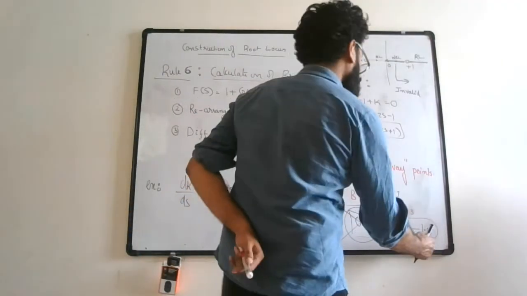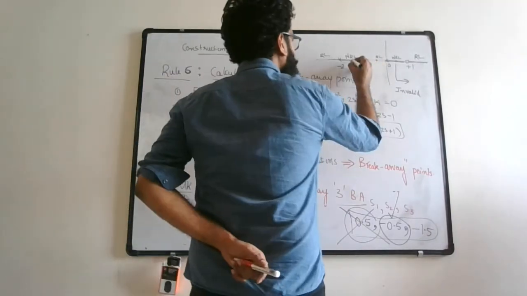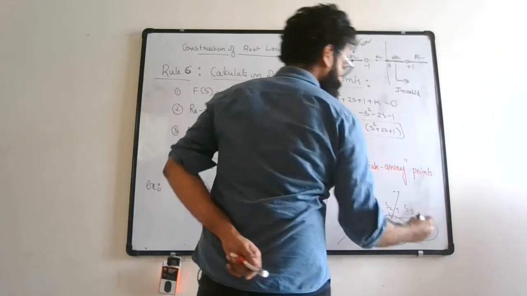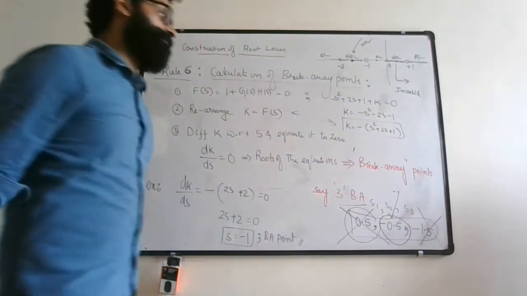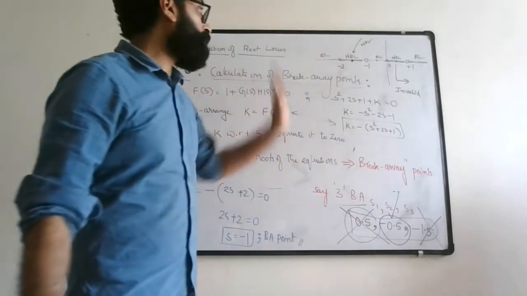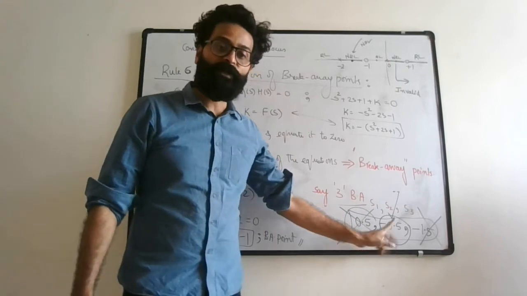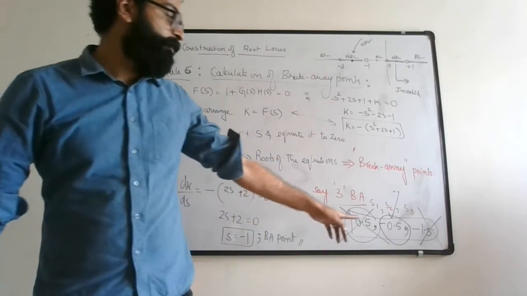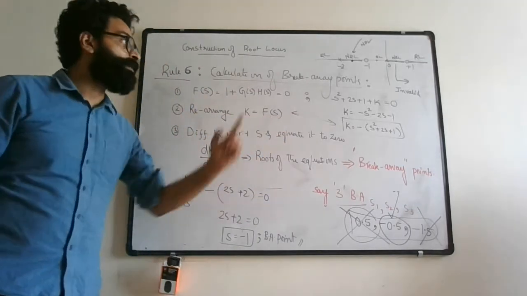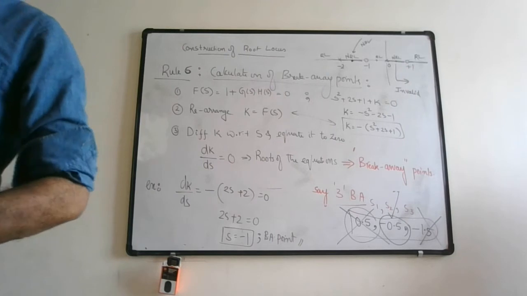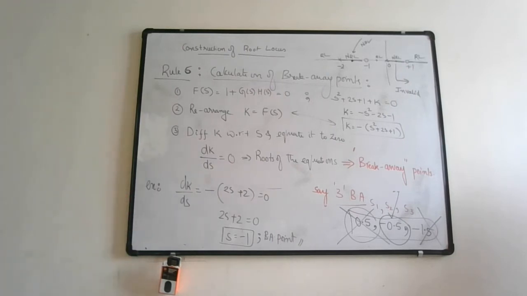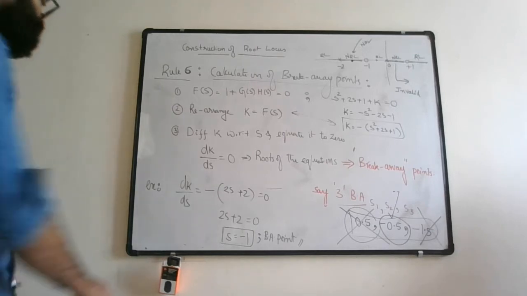Then you come to minus 1.5. It is getting placed somewhere here, and this is also NRL, so it becomes invalid. Out of 3 breakaway points, by applying rule number 3, we found only one point is valid. So this rule helps in validating the breakaway points. That's about rule number 6 and its connection with rule number 3.